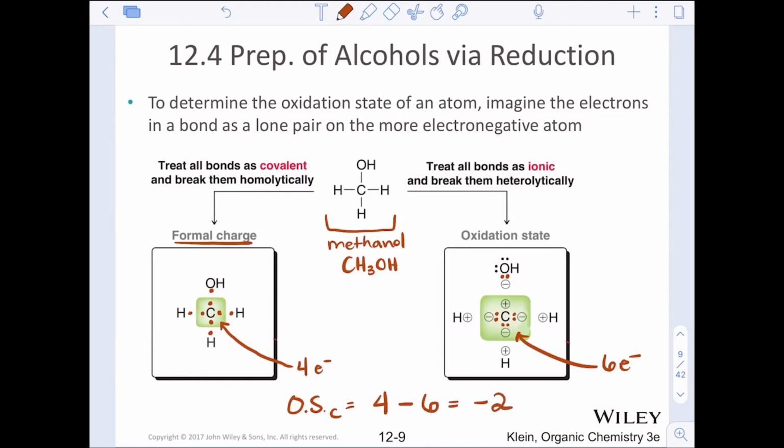So being able to look at the formal charge and understand how many electrons the atom owns, and subtract it from the oxidation state that we see when looking at the bonds ionically, we'll get the overall oxidation state of carbon.